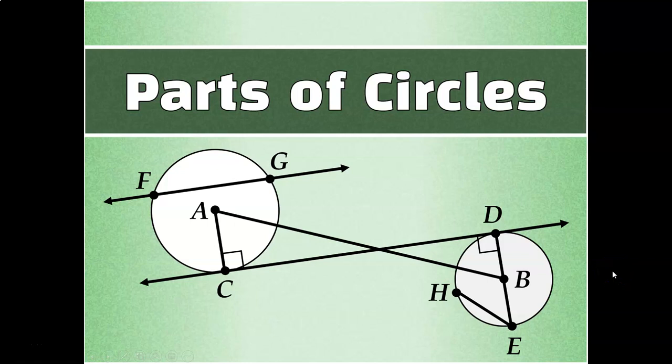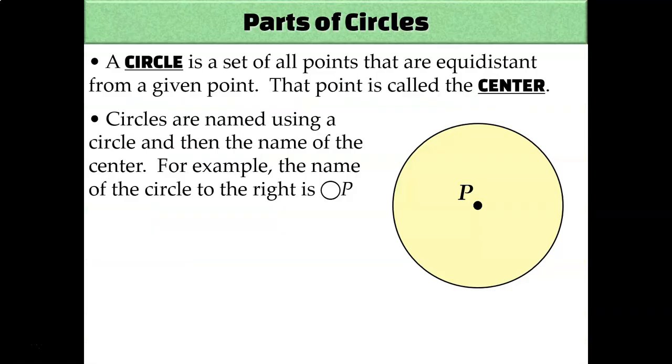Let's talk about circles and the various lines and segments that can be drawn inside of them. A circle is a set of points that are all the same distance from a given point. That point in the center of the circle is creatively called the center of the circle, and all of the points on the circle are the same distance away from the center.